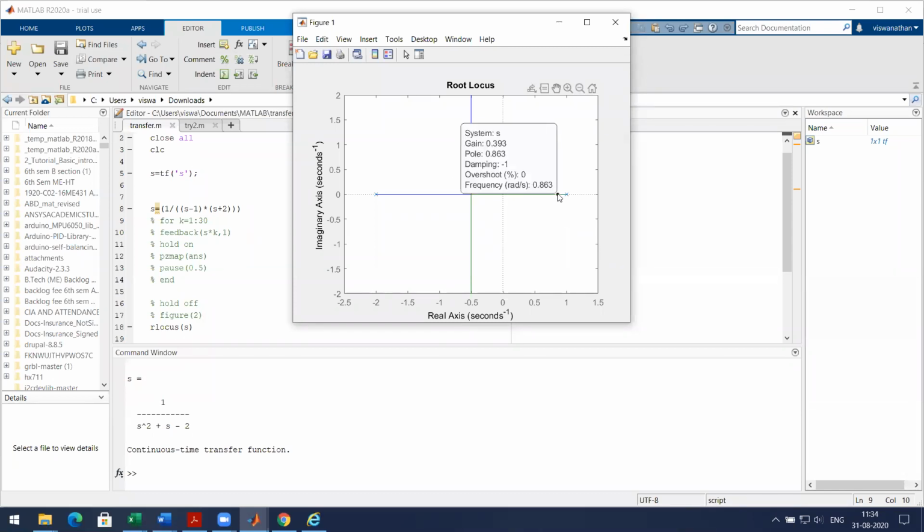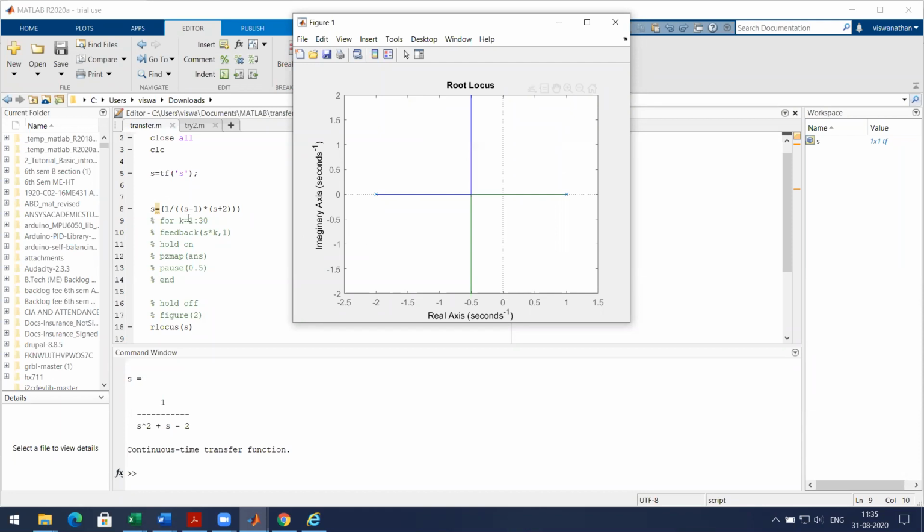If I click here, the gain I am able to see is 0.393. Okay, I come over here. It's changing. I'll move this. So when does it become stable? Somewhere here, the gain is 2. This is 0 here. If you are crossing this imaginary axis, then the system is stable. For this value of k, the system is stable now.